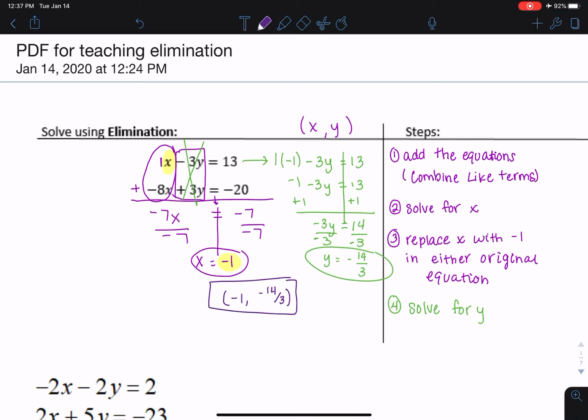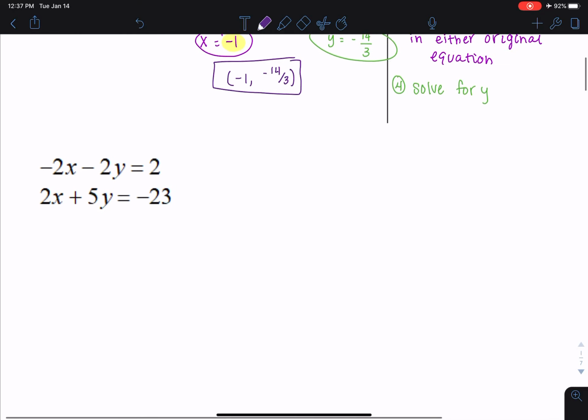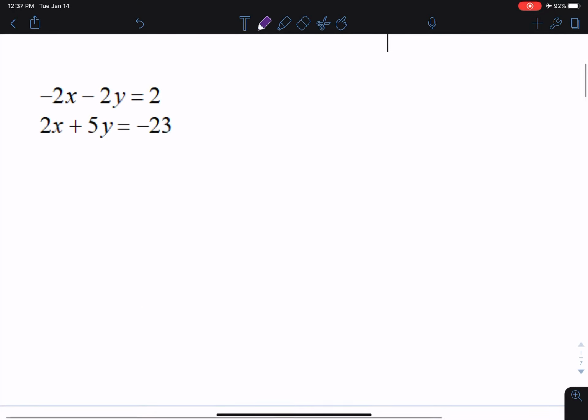Okay, now I want you to take this page, set it to the side. I want you to grab your dry erase board, and I want you to work this question. Pause the video, you do the work, and then push play when you're ready to check your answer.